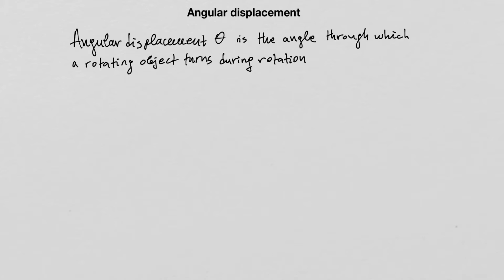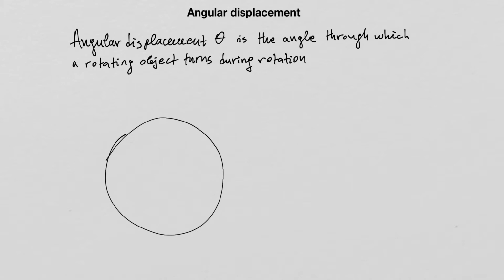In this lecture, I will discuss rotational motion and the different physical quantities that are used to describe rotational motion. We will see that there is somewhat of a similarity between linear quantities for motion, such as velocity, speed, acceleration, displacement, and the quantities that are used to describe rotational motion. The first quantity needed to describe rotational motion is the angular displacement. The angular displacement theta is the angle through which a rotating object turns during rotation.